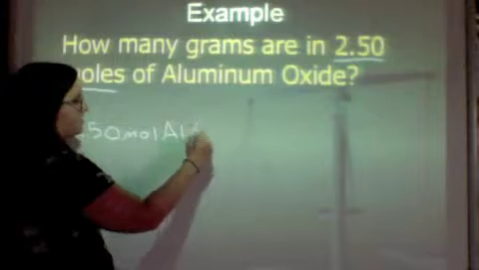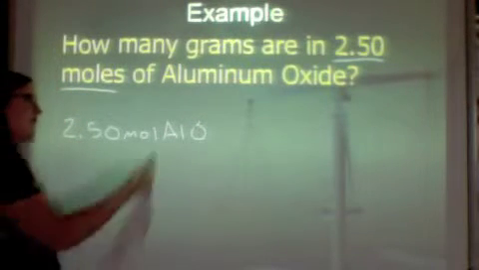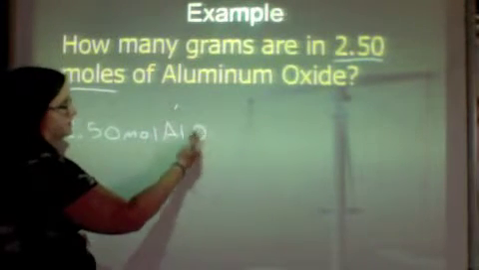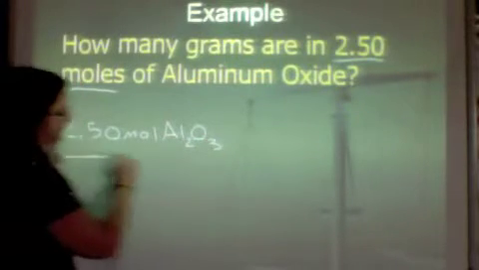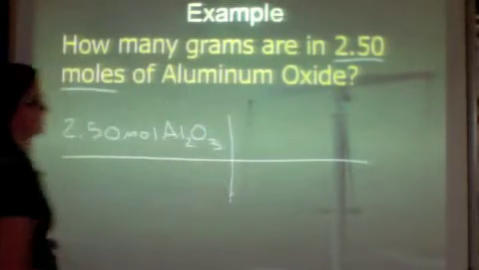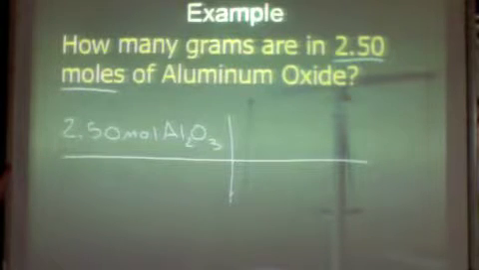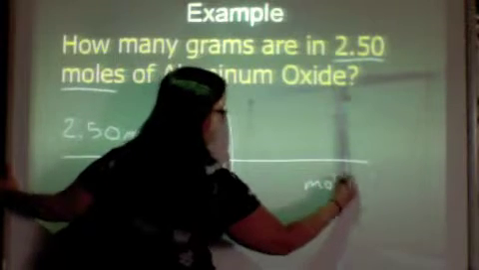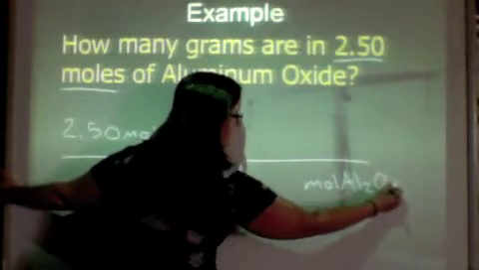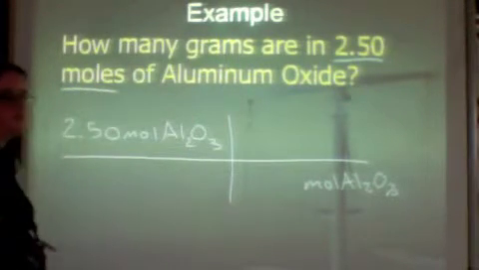Aluminum is Al, oxide is O. Aluminum has a charge of 3, O has a charge of 2. So when you cross, you get Al2O3. And we draw our table. You have moles on top, so we need to put moles on the bottom. Whatever you're trying to get to goes on top.